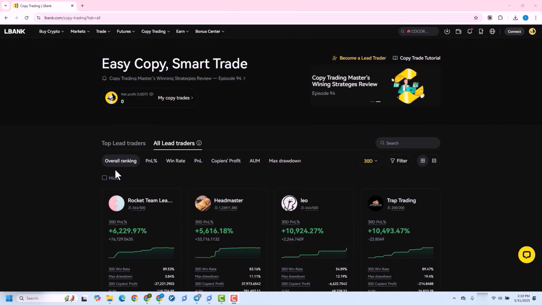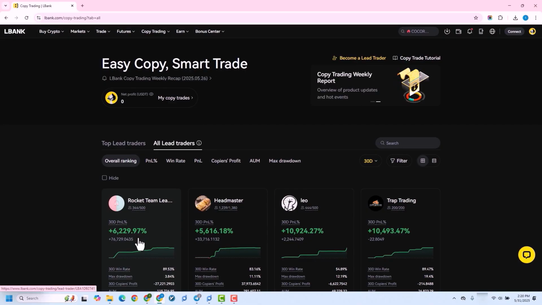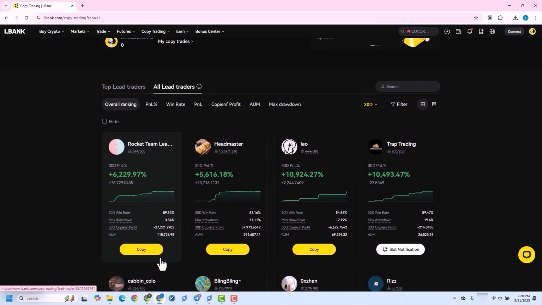In the overall ranking section of top traders, criteria such as 30-day profit percentage, win rate, dollar profit amount, historical drawdown, copier's profit, and assets under management are displayed. For example, the trader Rocket Team Leader, with this amount of profit and an 89% win rate, has had an outstanding performance, but his copiers have collectively lost $27,000.